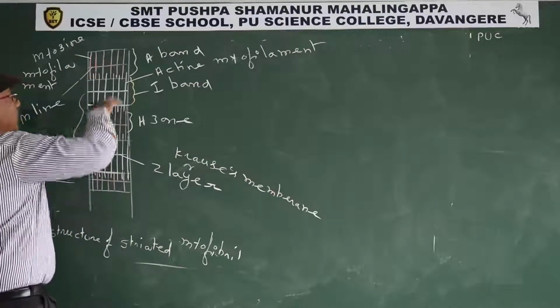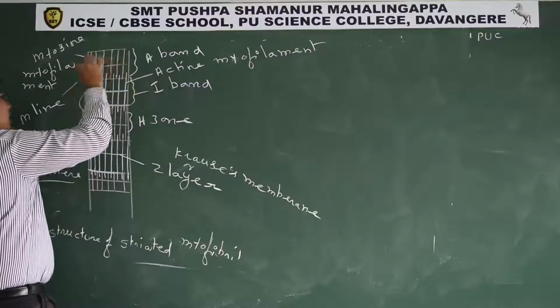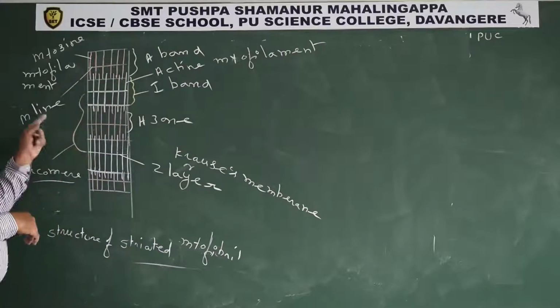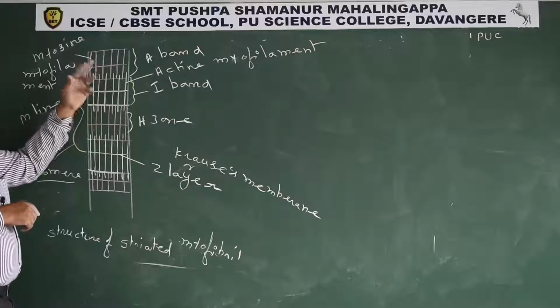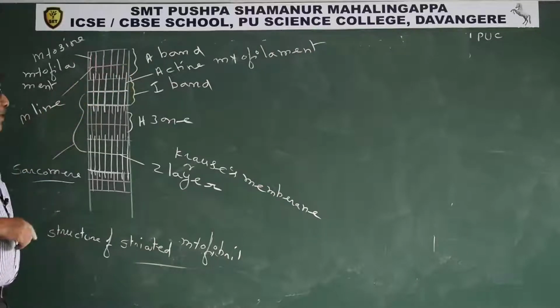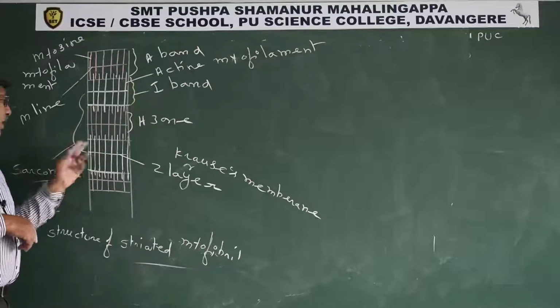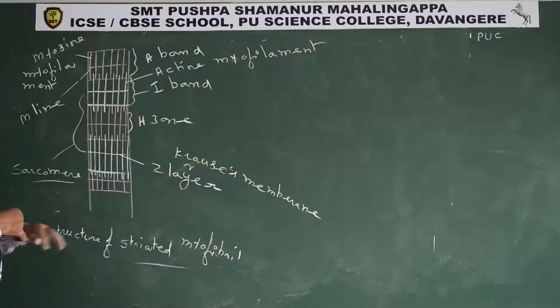Next point, the lighter membrane present in the middle region of A band is known as M line. How is the M line formed? Extension of sarcolemma from one end to another end forms the M line. The lighter membrane present in the middle region of I band is known as Z layer or Krause's membrane or Dobois line.